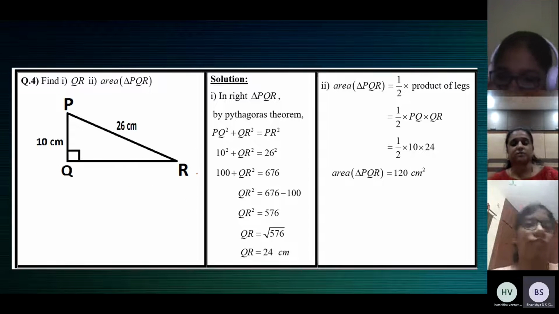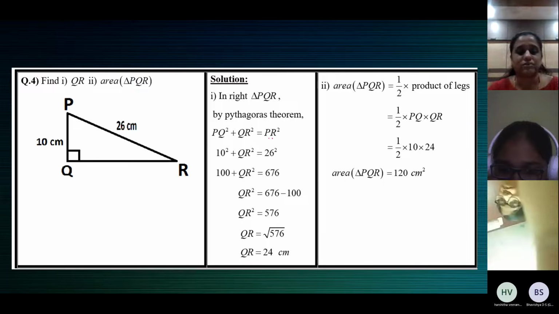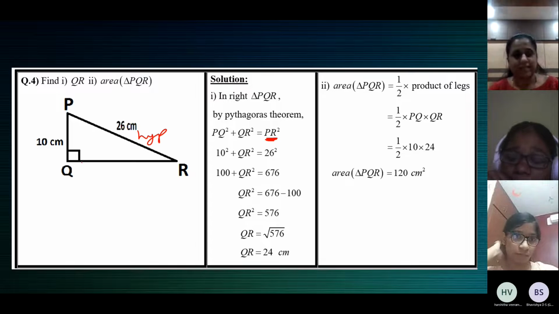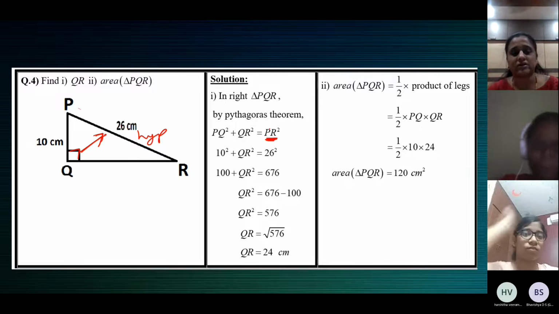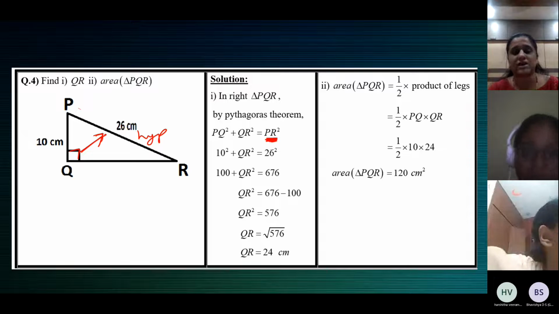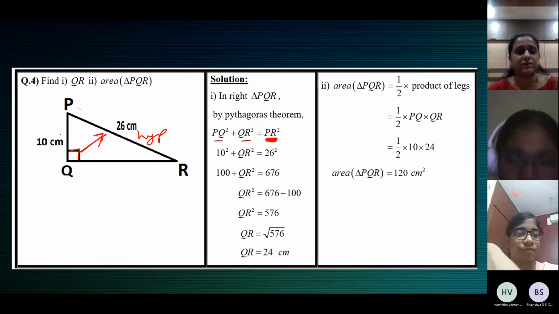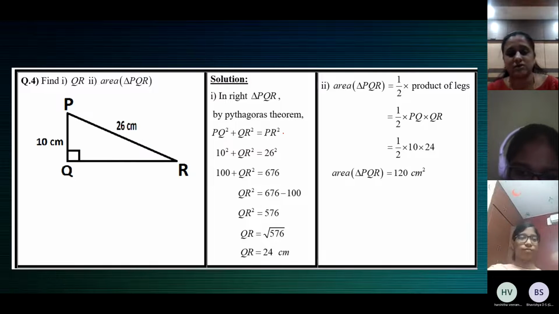Okay. So here, why did we write PR square? See, you can see here, PR square stands alone in the RHS. That's the hypotenuse. PR is the hypotenuse. Angle Q is 90 degrees. So this is the hypotenuse. So PR square, you can see it stands alone in the RHS. These are the remaining two sides, PQ and QR. Okay, so this is the result by Pythagoras theorem.